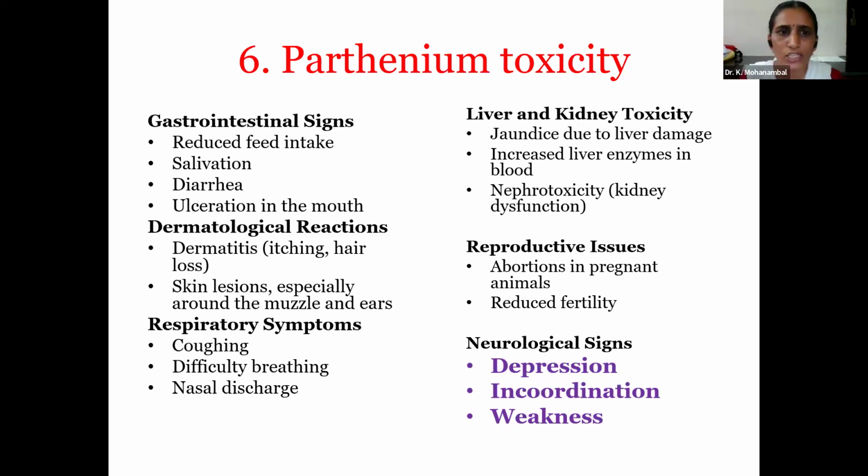It will only show gastrointestinal signs, that is diarrhea, sometimes ulceration of the mouth, and dermatological signs like itching, and it also affects the liver and kidney. Whenever you see the blood values, there will be liver damage and nephrotoxicity also. Some animals will show respiratory signs, that is coughing, difficulty in breathing, and nasal discharge.